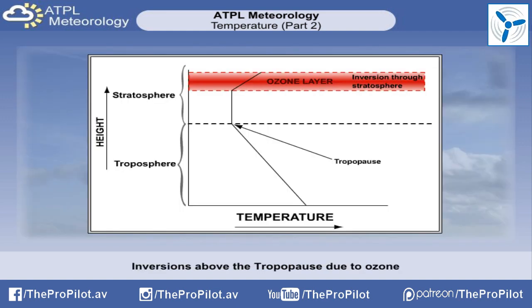Another example of an inversion usually occurs above the tropopause. Here is the temperature profile around that part of the atmosphere. The temperature through the stratosphere shows a steady rise due to the presence of ozone. Ozone absorbs solar radiation and then re-emits heat energy, warming the surrounding atmosphere in the process. Hence, the tropopause is usually one of the coldest points in the atmosphere.